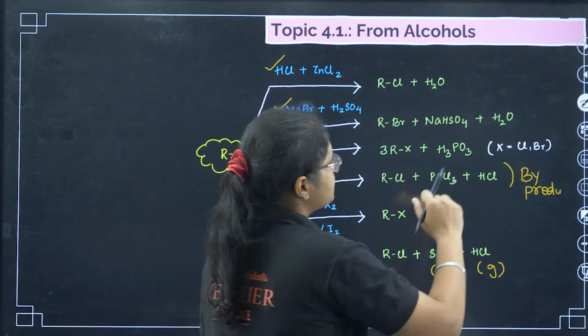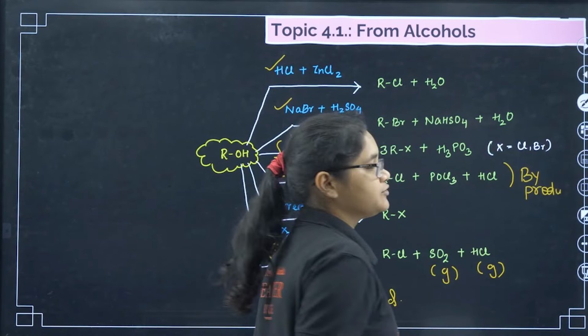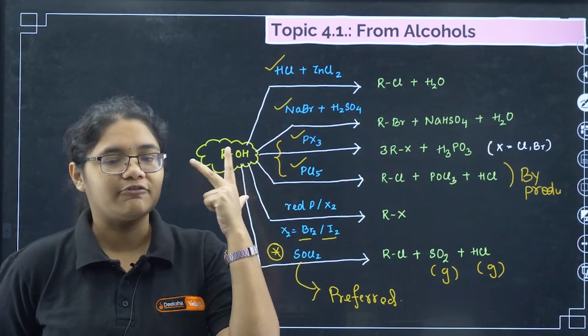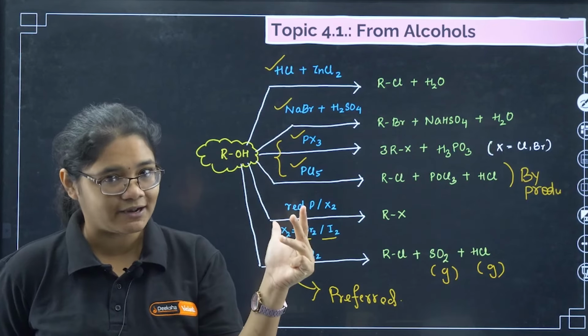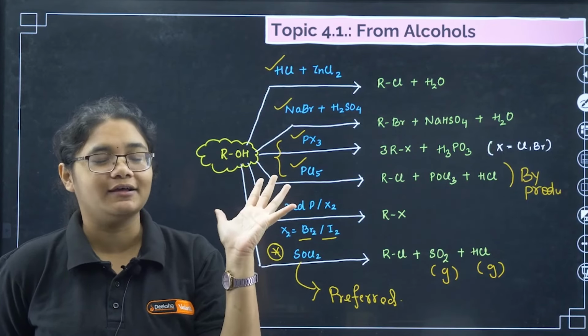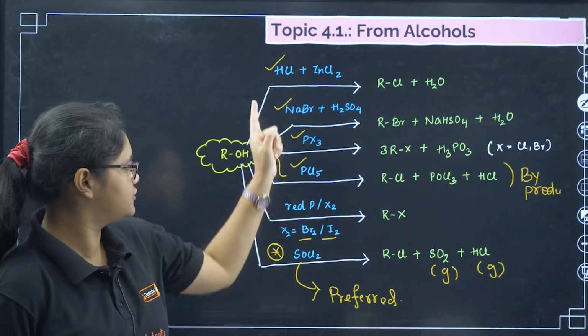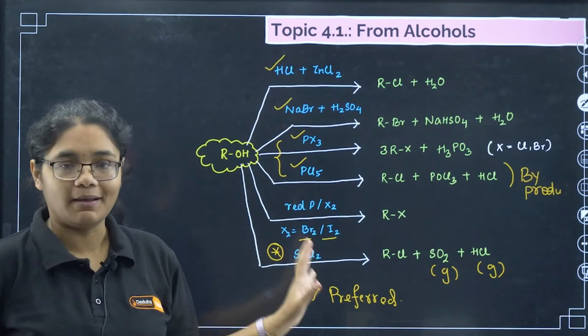So this is about preparation from alcohols. What all methods do we have? HCl with ZnCl2, NaBr with H2SO4, you have PX3, you have PCl5, you have red phosphorus with X2, and then lastly we have SOCl2. So six methods are there, please remember them.